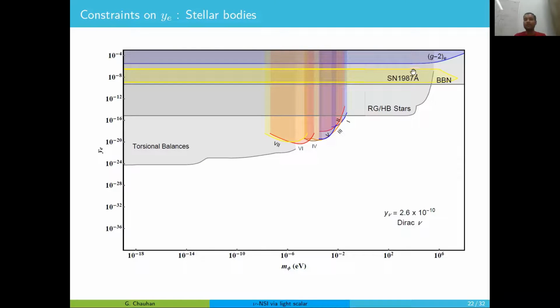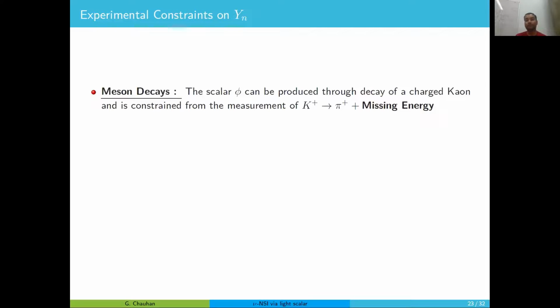So we see that for the case of supernova 1987A, it's a small band, but they're already pretty stringently constrained from the case of BBN. So we do not really get any space there. So next, these were the constraints for the case when this phi couples to the electron.